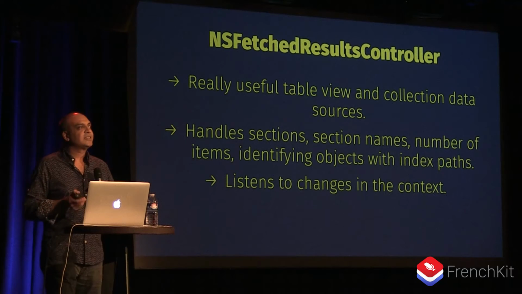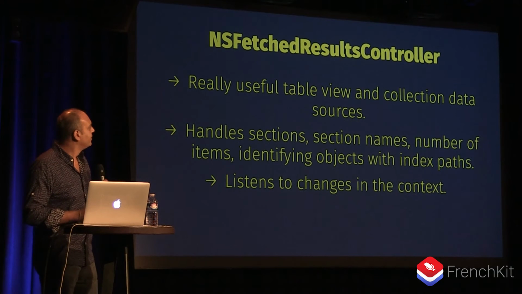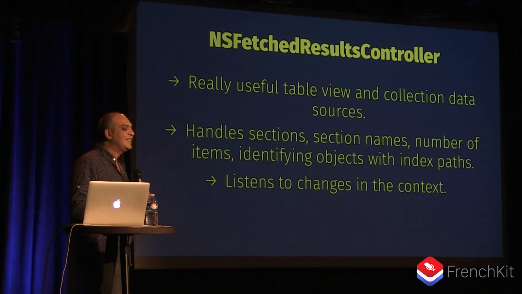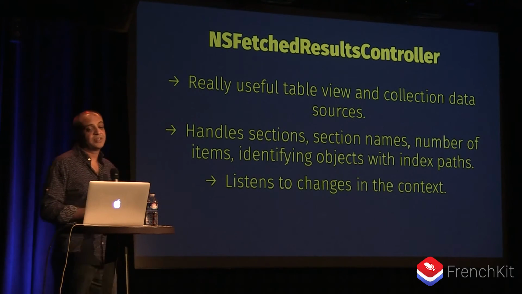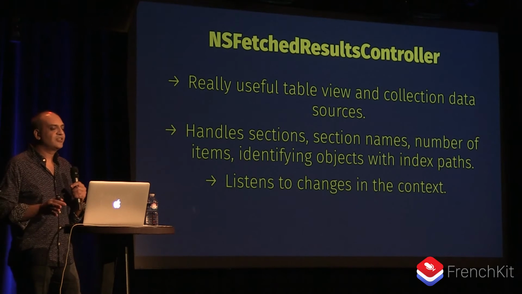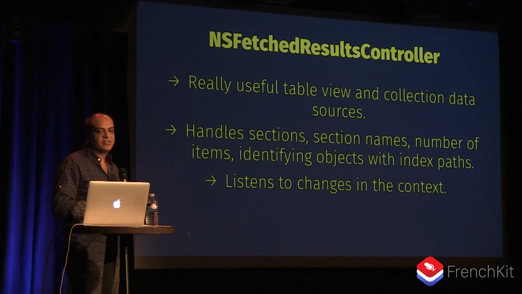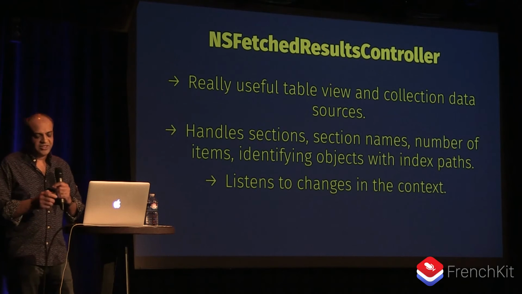Then we have NSFetchedResultsController, which is a lovely beast. It's really useful for dealing with table views and collection views. And all the things that you write in your data source, like how many sections do I have? What are the names of the sections? How many rows do I have for this index path? Which objects belong to which index path? And it listens to the changes in the context. So you can do these really nice things.